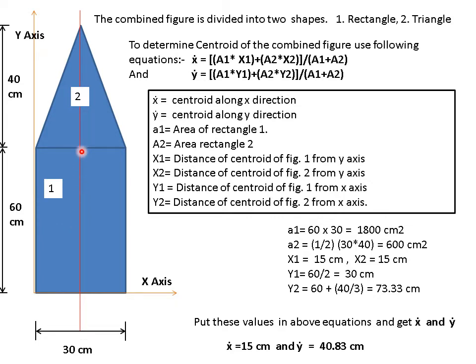Y2 is the distance of the centroid of the triangle, but it is measured from the x-axis. So I have to measure 60 plus the distance of the centroid of the triangle. The centroid of a triangle lies at height divided by 3 from the base, h by 3, h is 40, so 40 by 3. So when I am measuring from the x-axis, it is 60 plus 40 divided by 3. So you can see y2 is equal to 60 plus 40 divided by 3. That comes out to be 73.33.